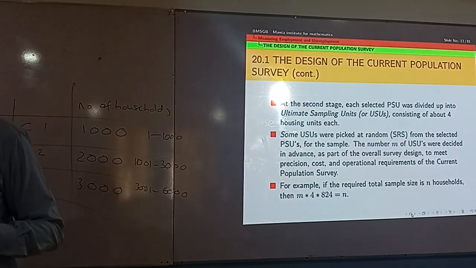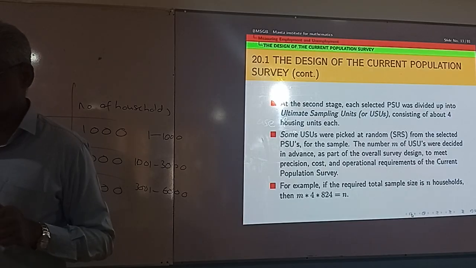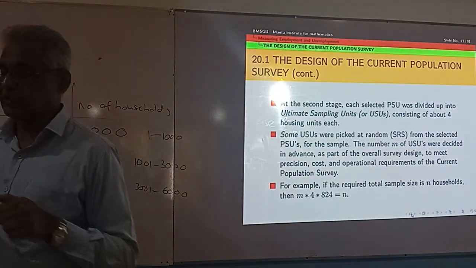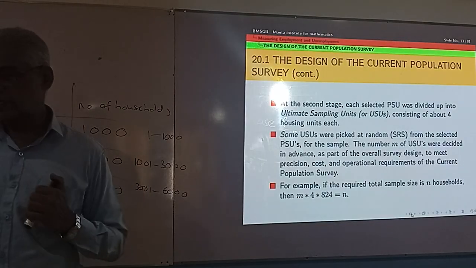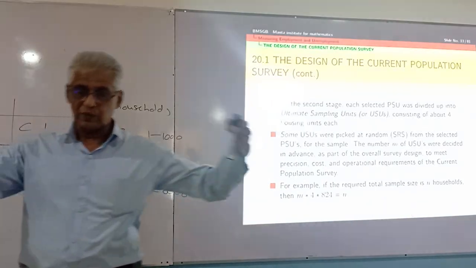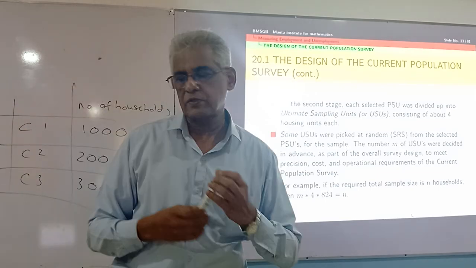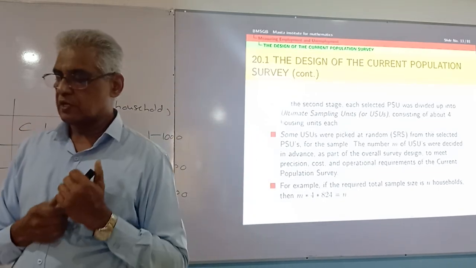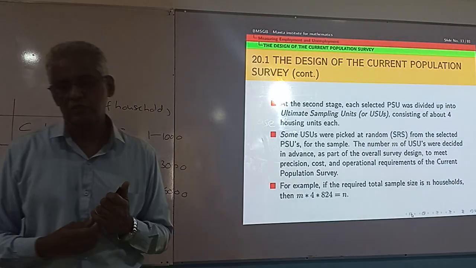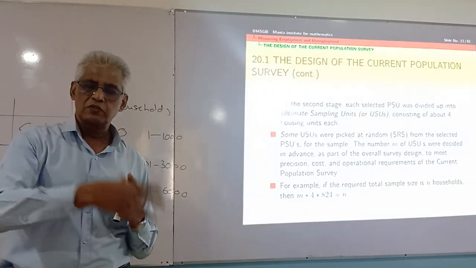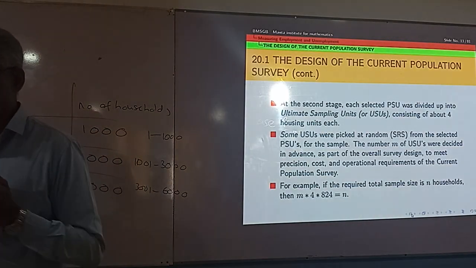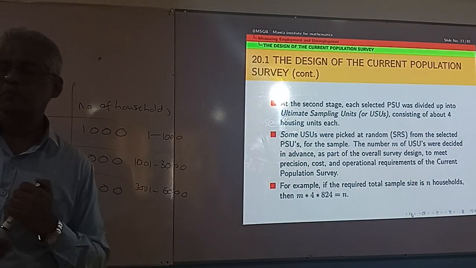So one ultimate sampling unit consists of 4 houses. Out of these ultimate sampling units, some of them were selected at random. In this case, they use simple random sampling. They have a list of these ultimate sampling units, and using simple random sampling, they selected some number of ultimate sampling units from each selected PSU.